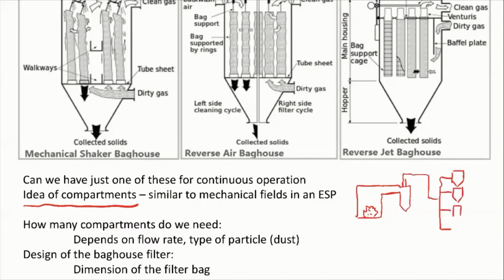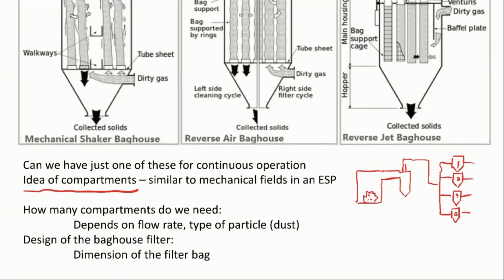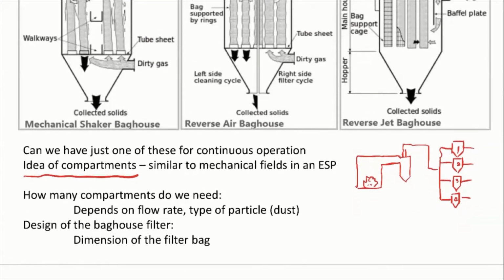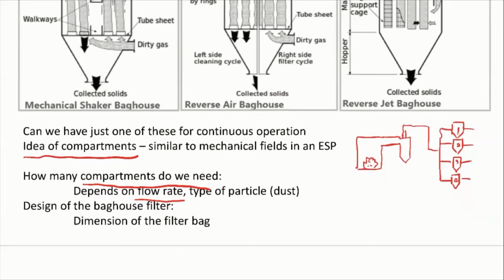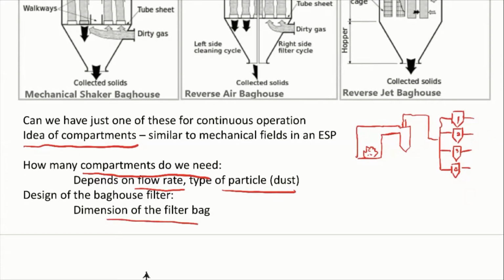these filters already have very high efficiency. There's no point in putting a series of filters because it's already 100% removal efficiency. There's no need to send the clean air to the next baghouse filter, right? So that's why they are in parallel, and we separate them into different compartments. Let's say there are 4 compartments in the system, right? The exact number of compartments really depends on the flow rate of the flue gas, the type of the particles we're dealing with, and also the dimension of the filter bag, okay?